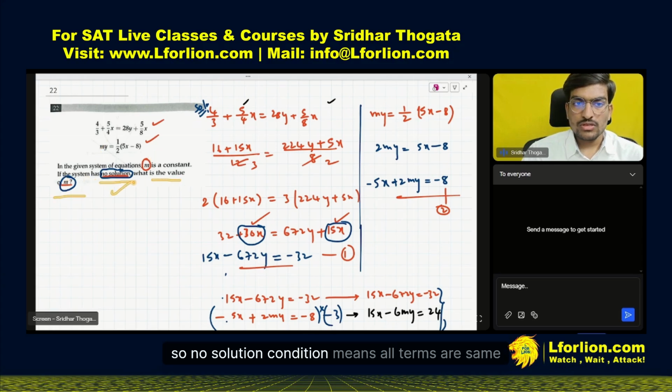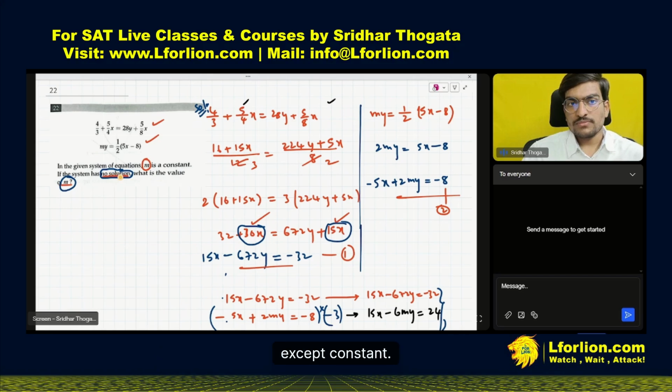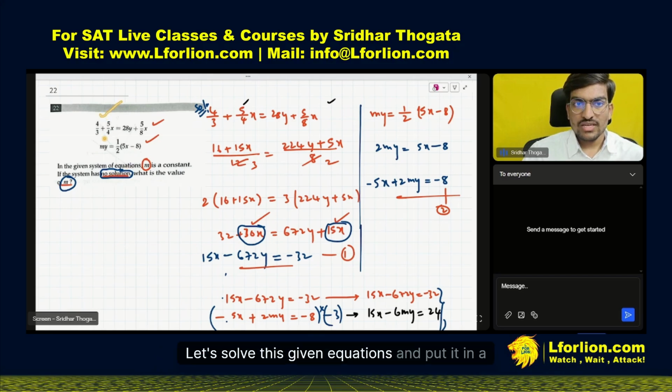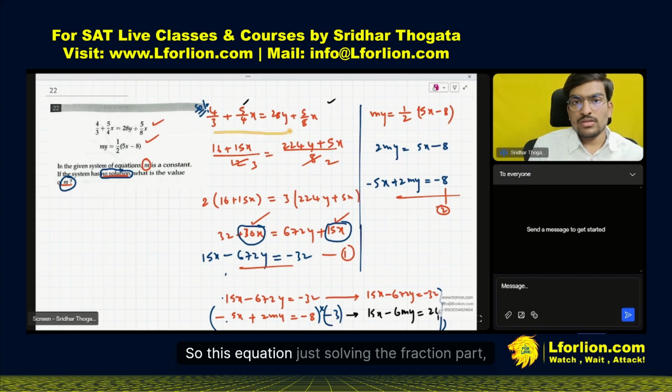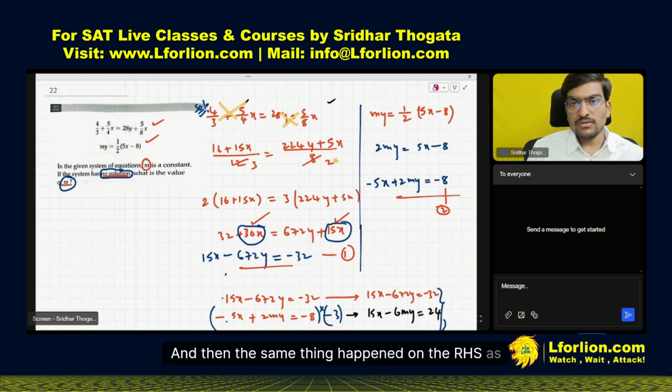So the no solution condition means all terms are the same except the constant. Let's solve these given equations and put them in the right format. So for this equation, just solving the fraction part, just cross multiplied, and then the same thing happened on the RHS as well.